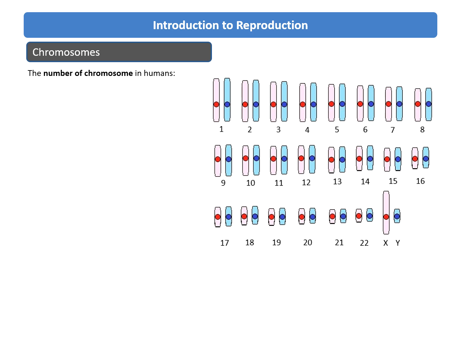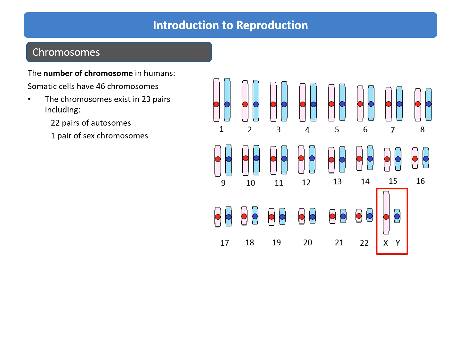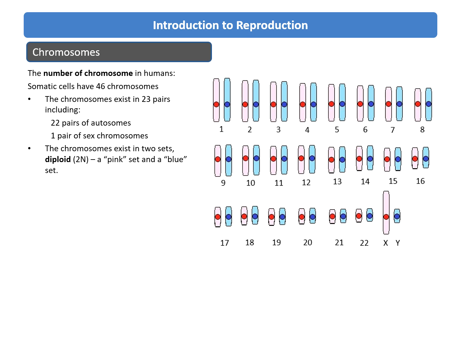Let's look at the number of chromosomes in human cells. Somatic cells have 46 chromosomes. The chromosomes exist in 23 pairs. They include 22 pairs of autosomes and 1 pair of sex chromosomes. The chromosomes exist in 2 sets, called diploid, or 2N. In this case, a pink set and a blue set. Each set includes 23 chromosomes.